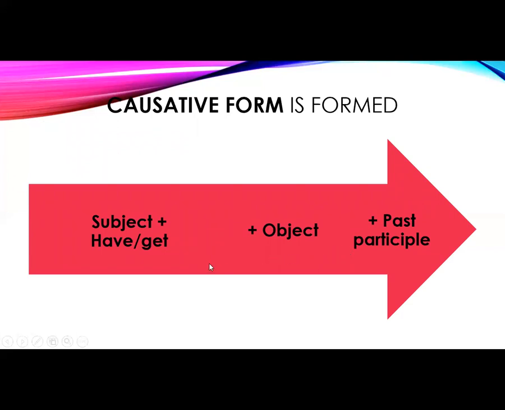So pay attention to the structure of the causative form. We form it with the subject followed by the verb have or get, in the correct tense, followed by the object, which usually is a noun, and the third form of the verb, the past participle, which has a passive meaning.